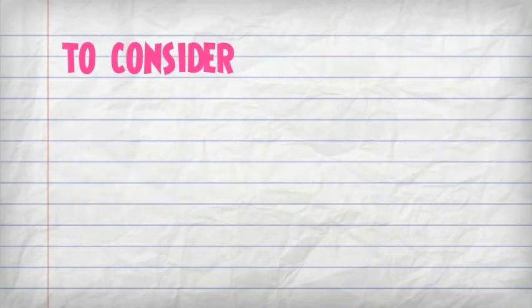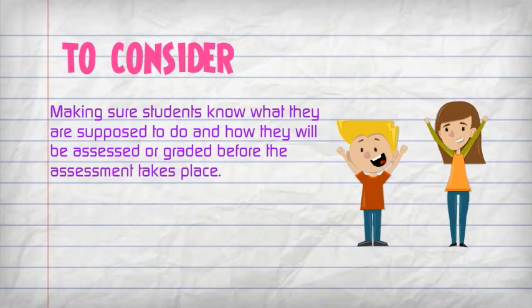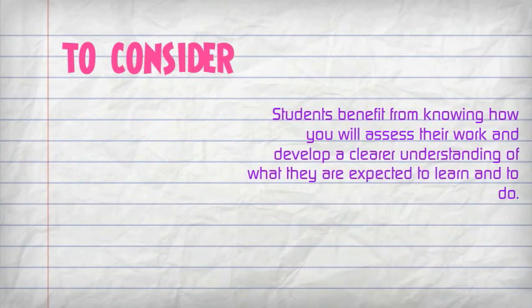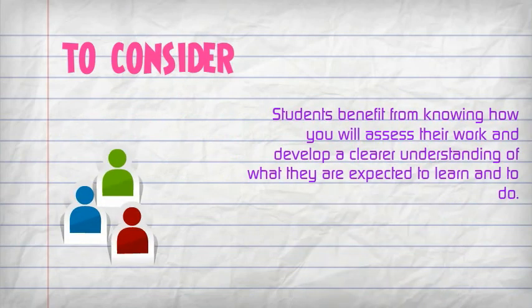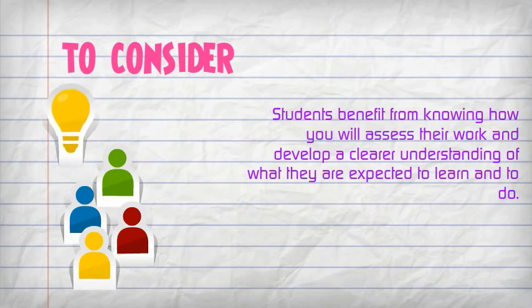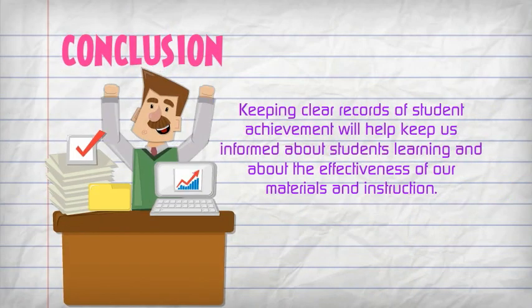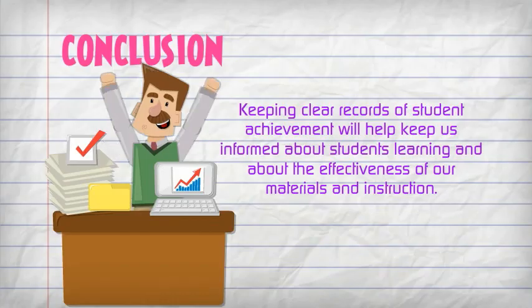Important point to consider. An important part of planning for assessment includes making sure students know what they are supposed to do and why they will be assessed or graded before the assignment takes place. Students benefit from knowing how you will assess their work and develop a clearer understanding of what they are expected to learn and to do. Finally, keeping clear track of student achievement will help keep us informed about student learning and about the effectiveness of our materials and instruction.